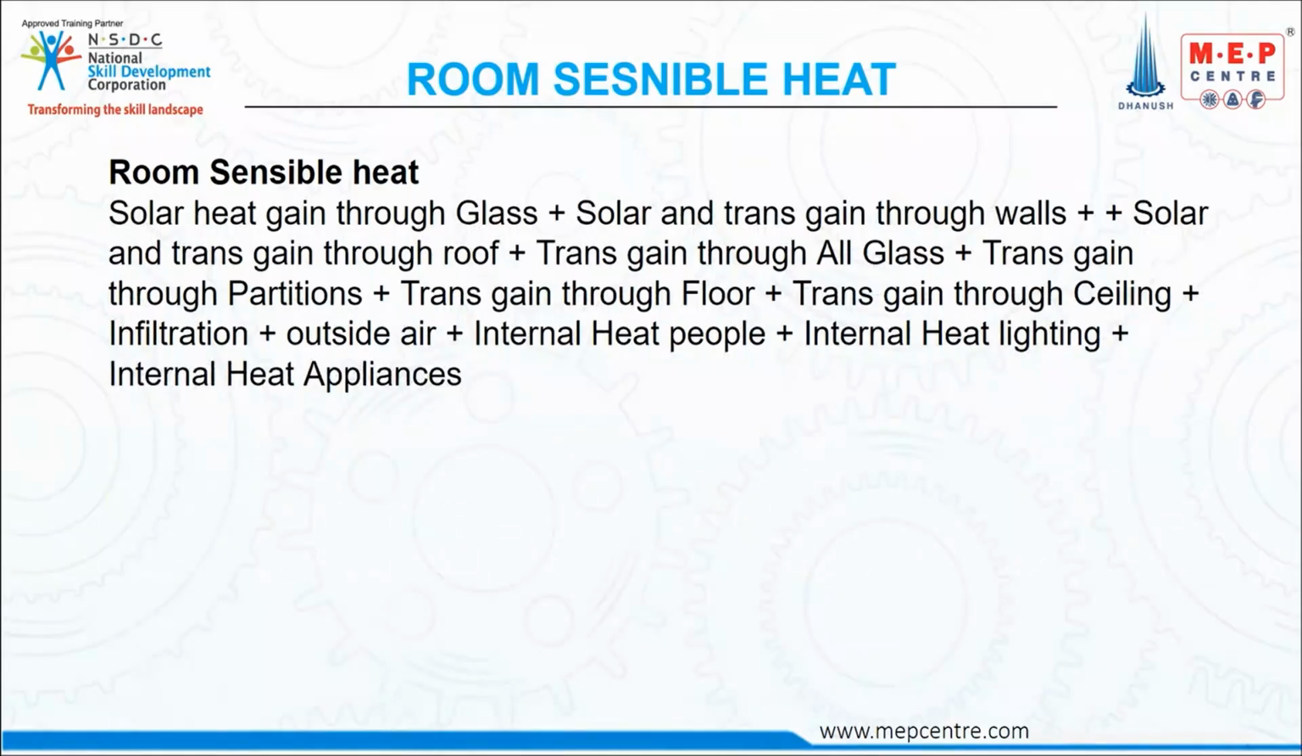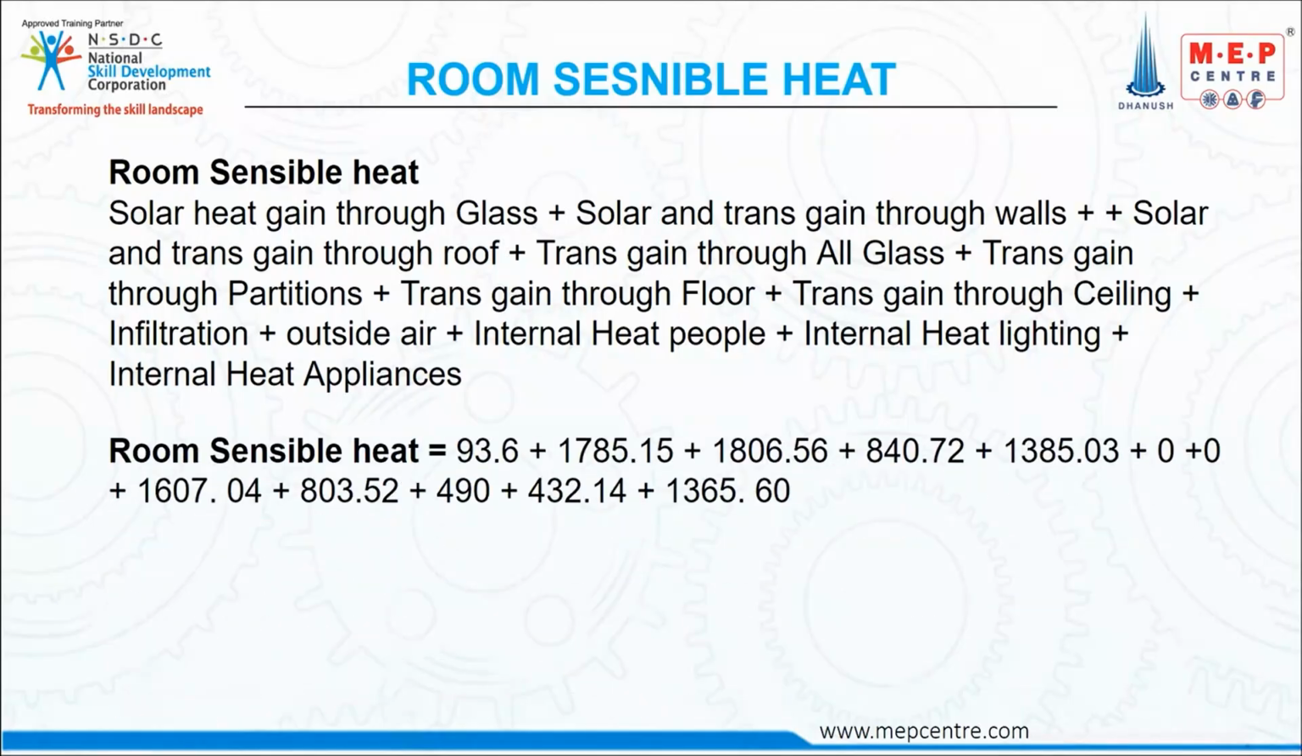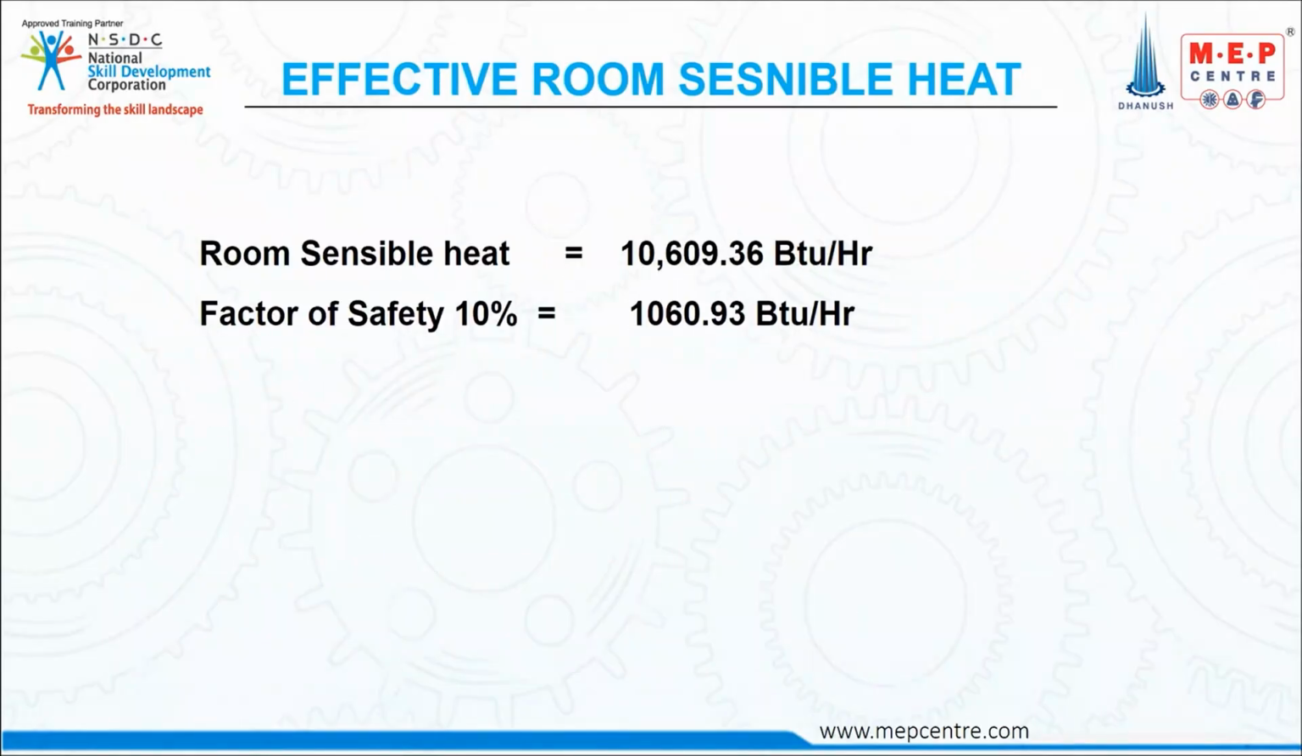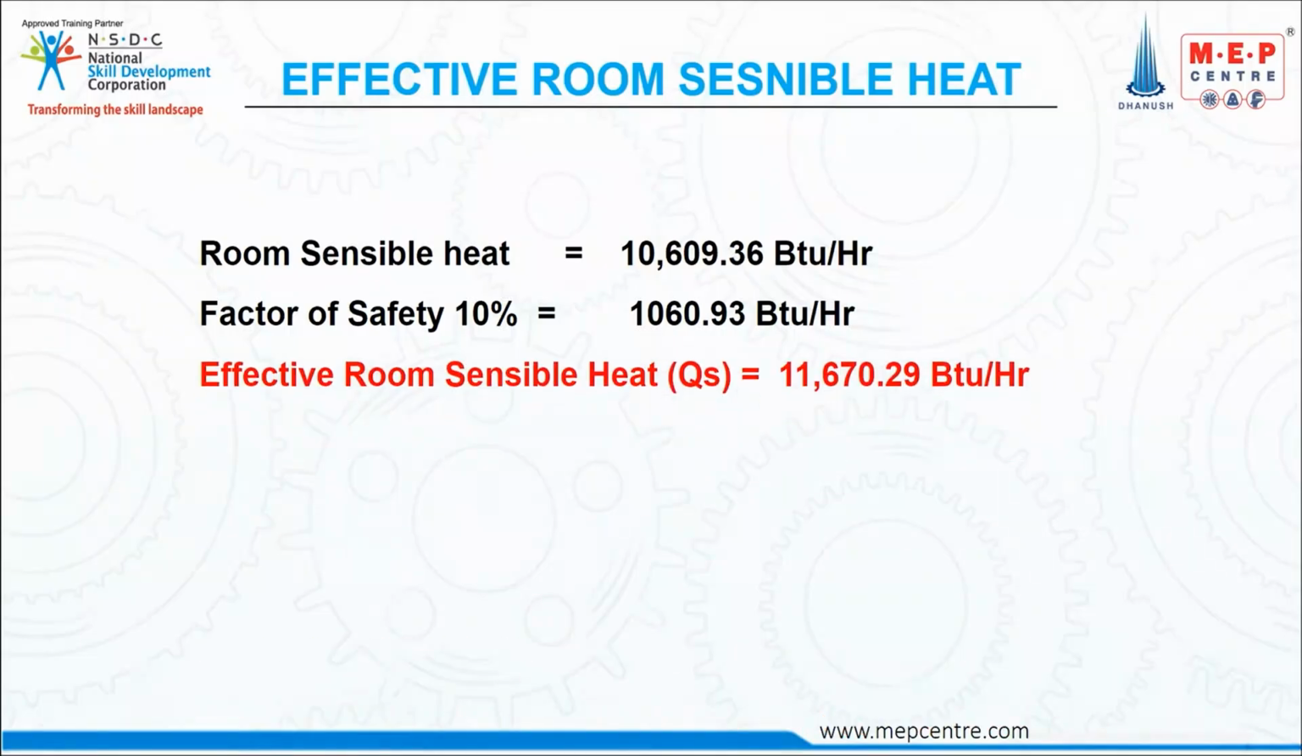Therefore, room sensible heat equals solar heat gain through glass plus solar heat gain through walls plus roof plus all glass partitions plus floor plus ceiling plus infiltration and outside air plus people, lighting and appliances. So the total value is 10,609.36 BTU per hour. This is the room sensible heat. For room sensible heat, we add a factor of safety of 10%. After adding 10% factor of safety, this is called the effective room sensible heat, QS, equals 11,670.29 BTU per hour.